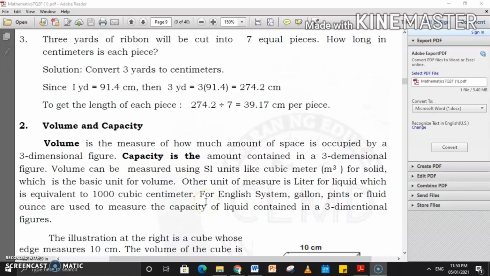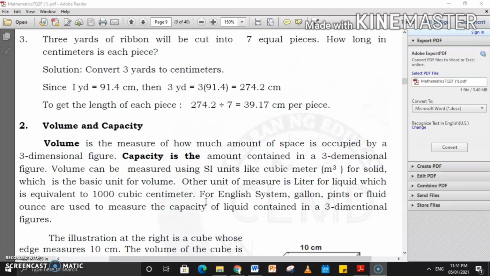Okay, so after the length, punta naman tayo sa quantity ng volume and capacity. Ika ko nga kanina, volume is the measure of how much amount of space is occupied by a three-dimensional figure. However, capacity is the amount contained in a three-dimensional figure. It is measured using SI units or metric units like cubic meter for solid, which is the basic unit for volume. Another unit is liter for liquid, which is equivalent to 1,000 cubic centimeter. So tandaan, 1 liter is equal to 1,000 cubic centimeter.